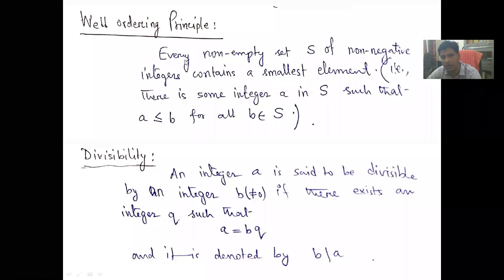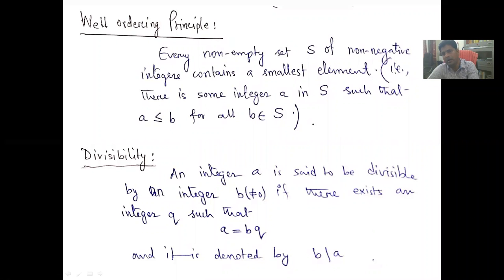So every non-empty set S of non-negative integers contains a smallest element. Take any collection of non-negative integers, and you will get a smallest number in that set. This is what is called the well ordering principle. For example, take the set 1, 2, 3, 4, 5. So 1 is the smallest member among all.